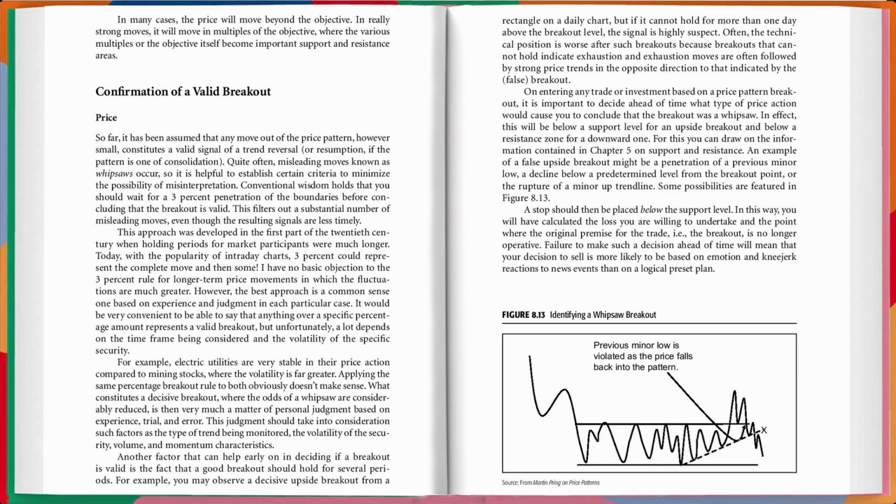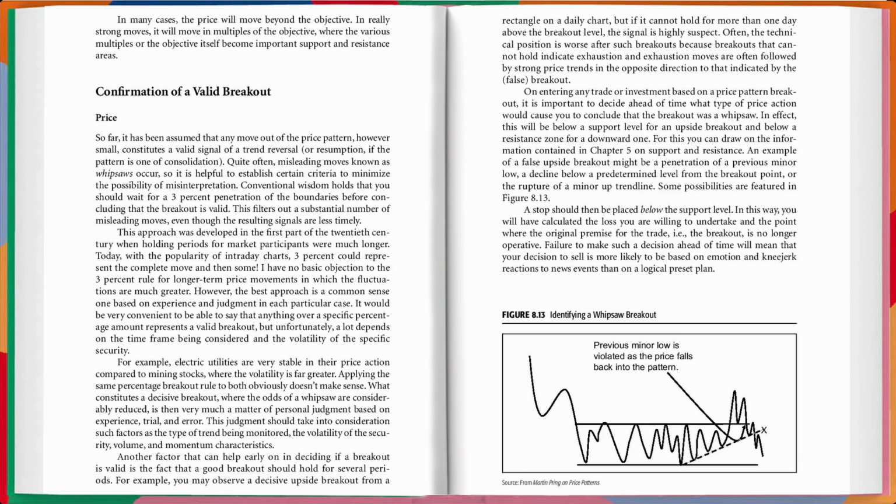On entering any trade or investment based on a price pattern breakout, it is important to decide ahead of time what type of price action would cause you to conclude that the breakout was a whipsaw. In effect, this will be below a support level for an upside breakout and below a resistance zone for a downward one. For this, you can draw on the information contained in Chapter 5 on support and resistance.